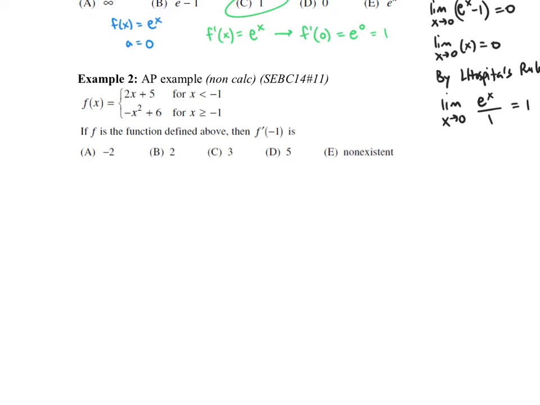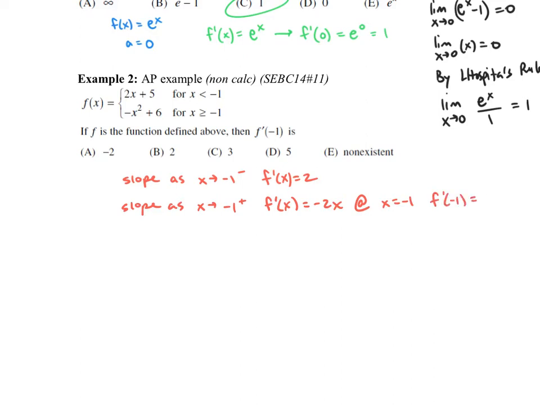In fact, if we were to look at the slope as x approaches -1 from the left side, the derivative here is simply just 2. And what I'm doing is taking the derivative of this polynomial, which is 2. If we're looking at the slope as x approaches -1 from the right side, the derivative is -2x. And if we're evaluating this at x equal to -1, then our slope there is actually 2.